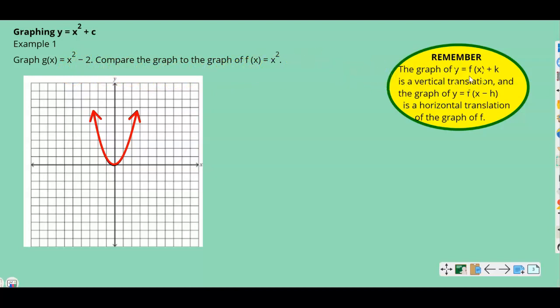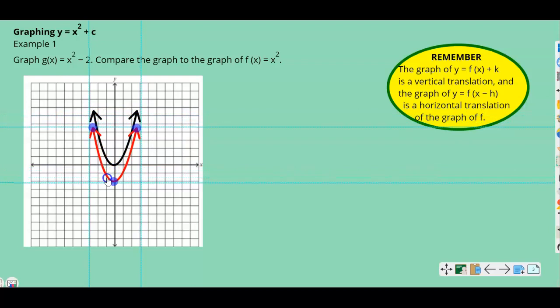It says, remember, the graph of y equals f of x plus k is a vertical translation, and the graph of y equals f of x minus h is a horizontal translation of the graph of f. So this is a vertical translation, which moves it down if it's minus, up if it's positive. So I've already got the parent function in black, and we're going to take the red graph and make it x squared minus 2. So I'm going to take the entire graph and move it down 2 units.